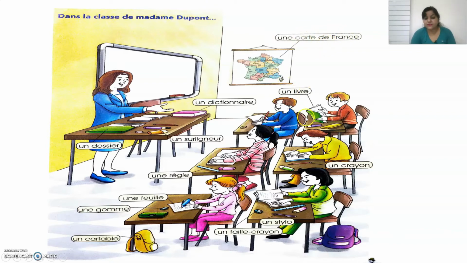Un livre, a book. Un dictionnaire, dictionary. A surligneur, highlighter. Un dossier, folder. Une règle, scale. Un crayon, pencil. A stylo, pen. A taille crayon, sharpener. Une feuille, that is sheet. Une gomme, eraser. And un cartable, that is bag.